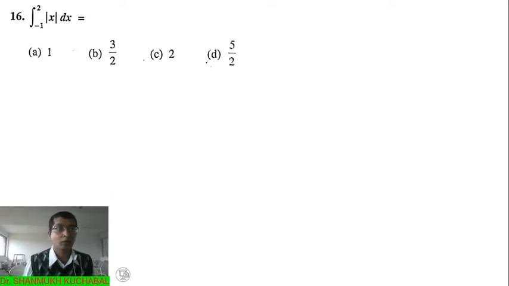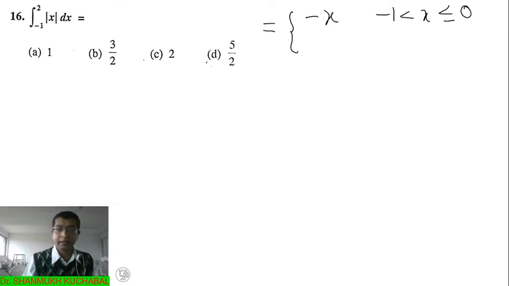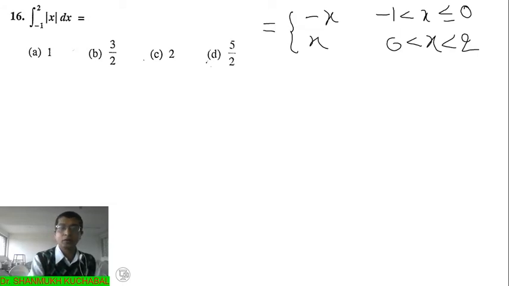Integration from minus 1 to 2 of mod x dx. Here we need to split into two values. Mod x has two values, one is positive and one is negative. So we can write this as negative in the range minus 1 less than x less than or equal to 0, and positive when 0 less than x less than 2. Then we have to split according to this into two integrals.